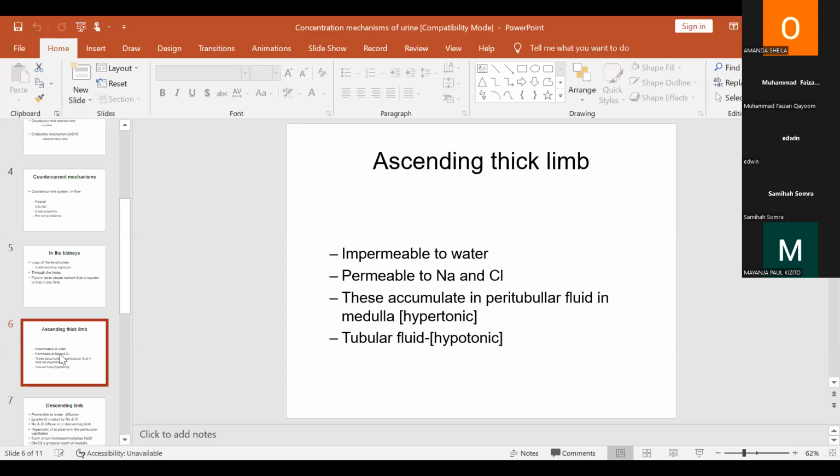The ascending loop of Henle is impermeable to water. So how does this concentration take place? If you look at the ascending loop of Henle, it is impermeable to water, so water is retained within it. However, it is permeable to sodium chloride, so sodium chloride is given out through the ascending loop of Henle into the medulla, or into the interstitium of the medulla. This accumulates in the peritubular fluid in the medulla, making it hypertonic.